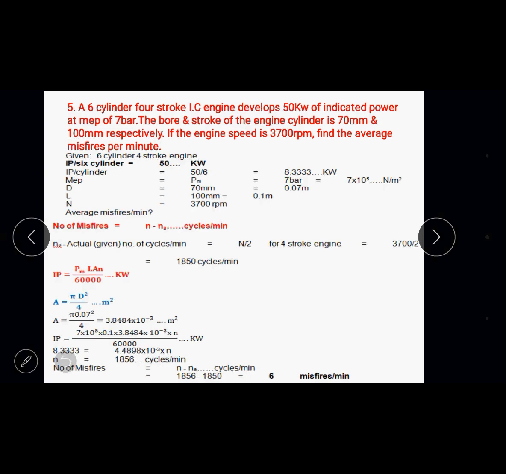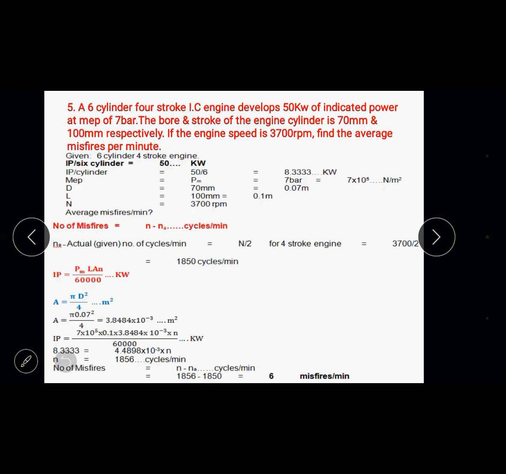So here what type of power is given in the problem? It's an indicated power. IP is given in the problem. So it tells that IP is for 6 cylinders. The IP value given stands for 6 cylinders. It doesn't stand for per cylinder because it's given clearly in the problem, it's a 6-cylinder IC engine. So IP is given as 50 kilowatt for 6 cylinders.